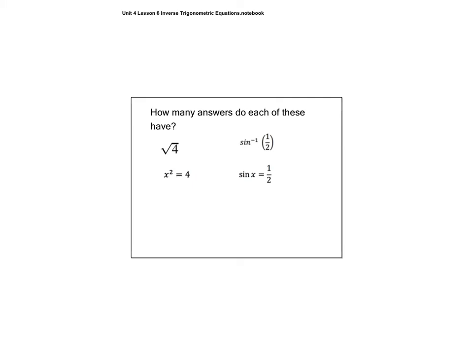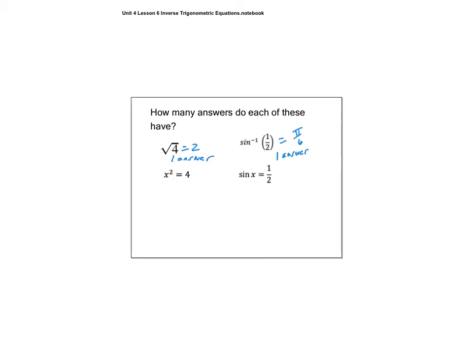So with these inverses, people get mixed up a lot in knowing when you have one answer and when you have two answers. If you don't have an x in it, basically you're going to have one answer. So what's the square root of 4? It's 2. So there's just simply one answer, because there's no variable in that one. Likewise, when you're doing the inverse sine of 1/2, there's only one place where that exists. It exists at pi over 6. It's one answer, because we can't include the other one because it's not within its restrictions.